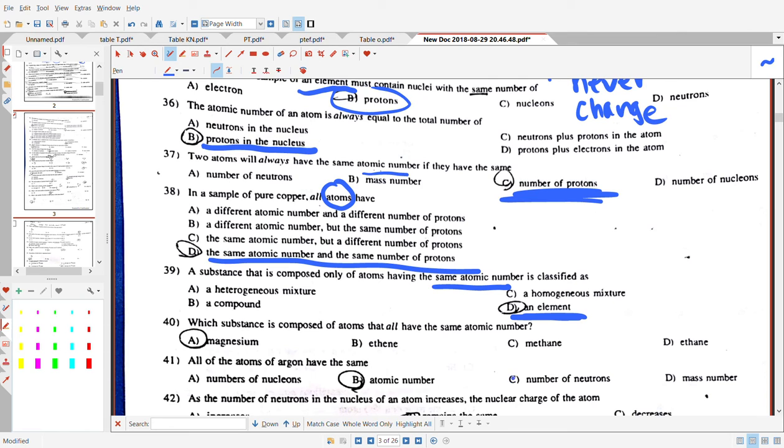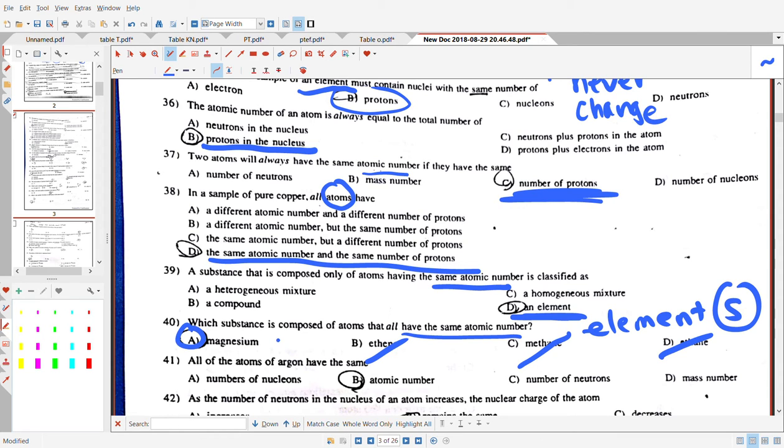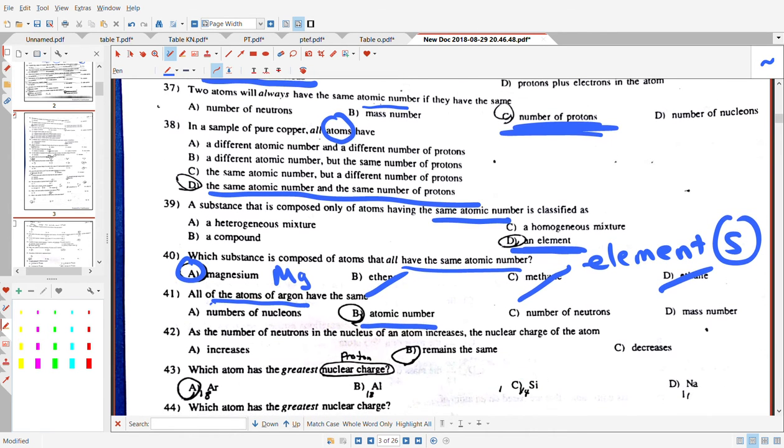Which substance is composed of atoms that have the same atomic number? We're looking for an element. If you went to Table S, all these other words are not found on Table S. Magnesium is, because that's your element, Mg. And again, all the atoms of argon have the same atomic number. They want you to know that concept.